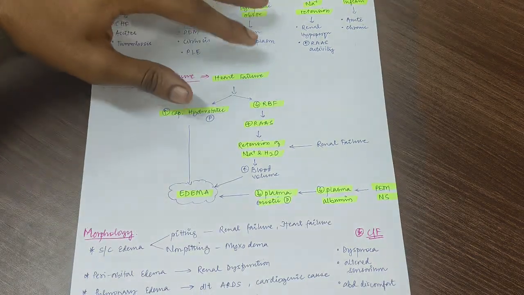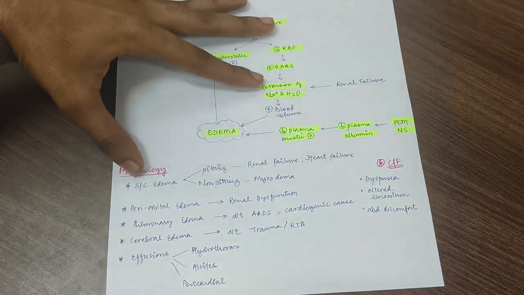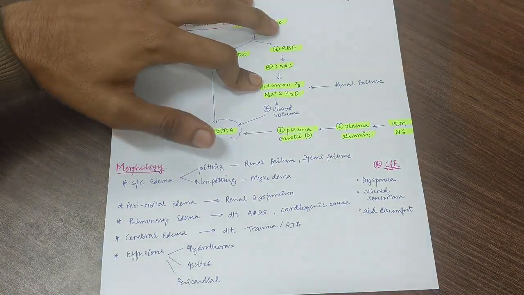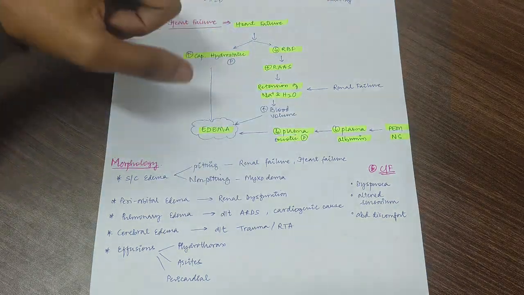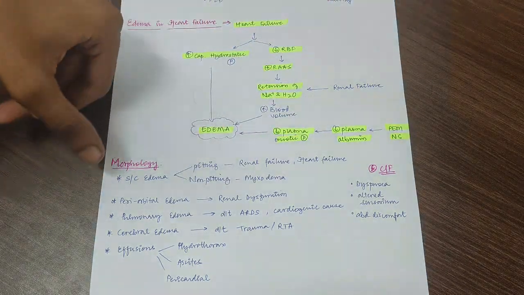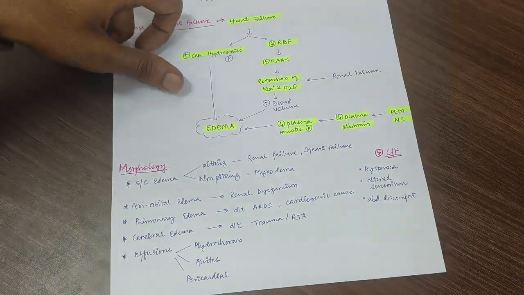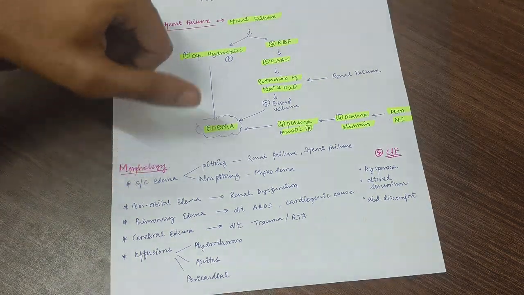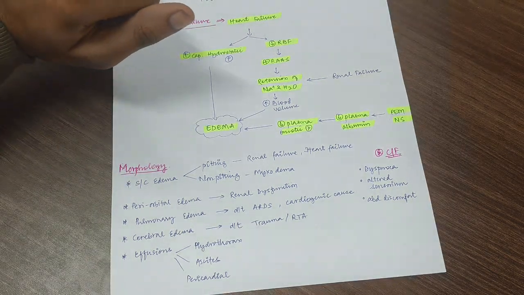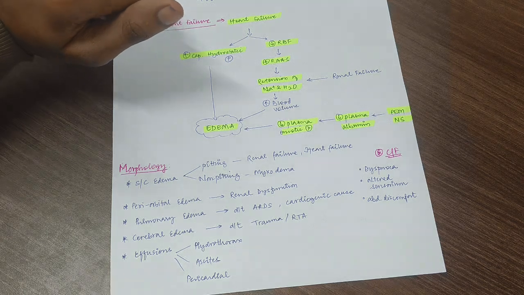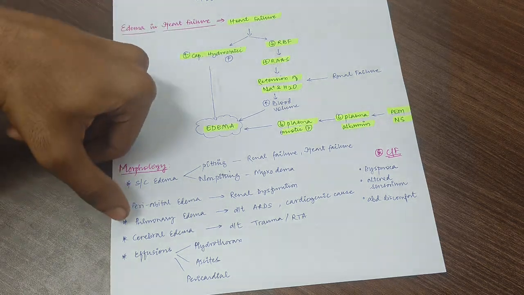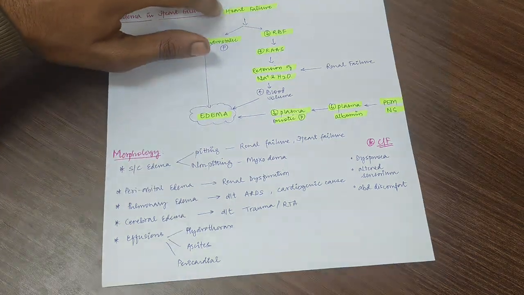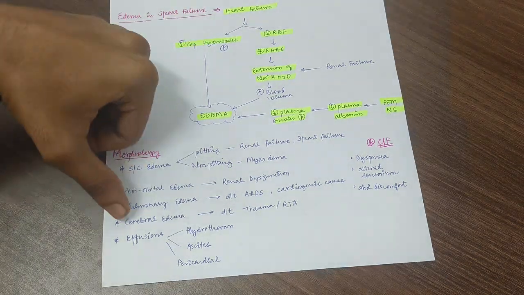Next, morphology. There are different types of morphological edema. One is subcutaneous edema, which has 2 subtypes, pitting and non-pitting. Pitting is seen in case of renal failure and heart failure, whereas non-pitting is seen in mixed edema. Periorbital edema is again seen in case of renal dysfunction. Pulmonary edema is due to acute respiratory distress syndrome and cardiogenic pulmonary edema. Next is cerebral edema, that is due to trauma or road traffic accidents, and effusions.